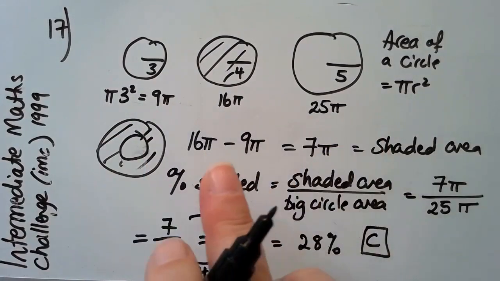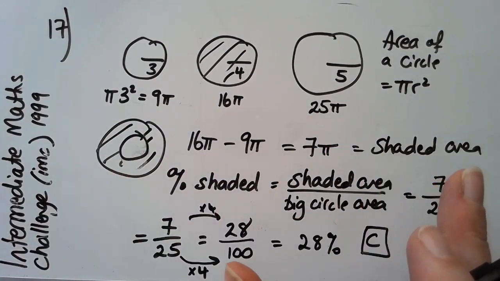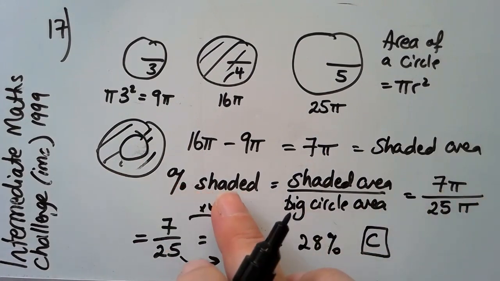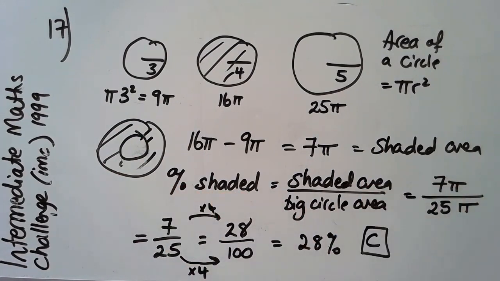Step by step, work out what you need for the question. What's the shaded area? What's the big circle area? And then you're looking at its percentage: shaded area over big circle area here.